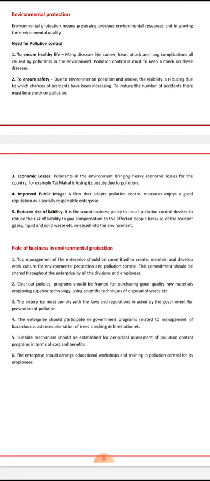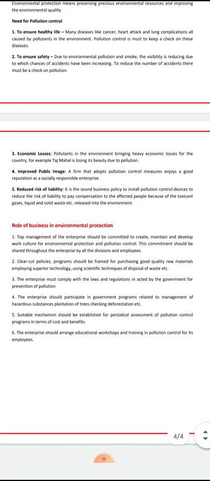It is a sound business policy to install pollution control devices to reduce the risk of liability to pay compensation to the affected people because of the toxic gases, liquid and solid waste, etc. released into the environment. So the last topic is role of business in environmental protection. Here we will study what is the role of business in environmental protection.